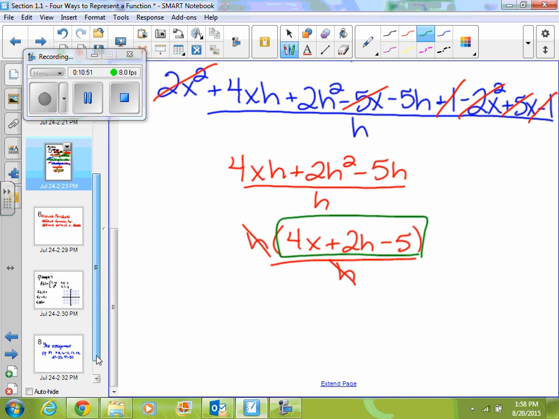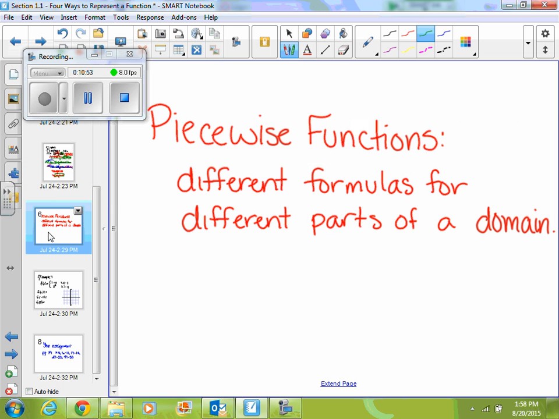Alright, so the last type of function that we're going to look at today are piecewise functions. And piecewise functions are pretty much exactly what they sound like. They're just pieces of different functions, so different formulas that form a graph.